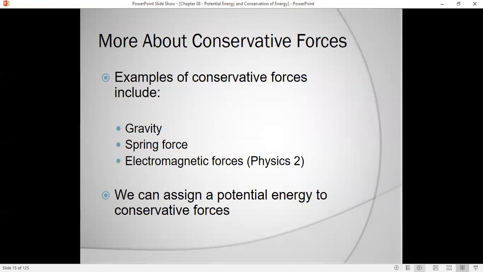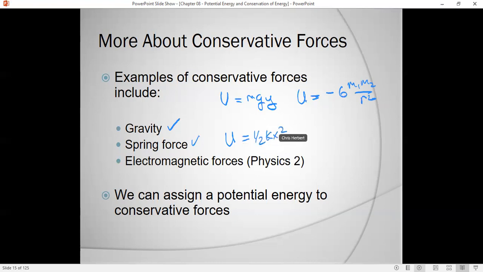So what are examples of conservative forces? We saw already that gravity is a conservative force, that U equals mgy, or U equals negative G M1 M2 over R. We saw that's true for spring forces. U is equal to 1/2 kx squared. But in physics too, we'll also see the same thing for electromagnetic forces. Okay, the electric force. Oops, I made a mistake here. I'm writing Newton's universal law of gravity instead of the potential energy. Should be an R there.